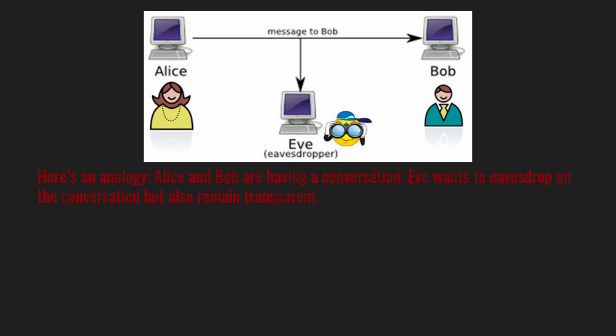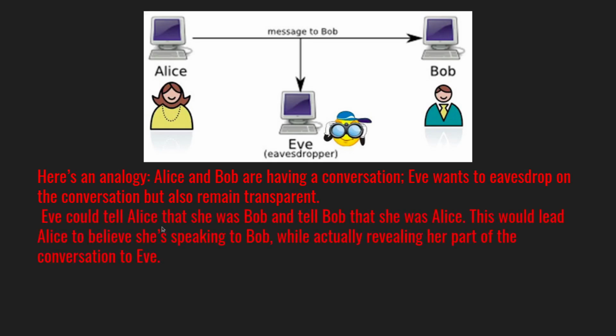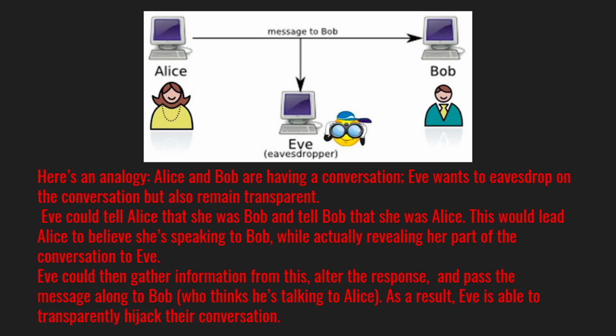Technically, I mean. Now here you can see that Alice and Bob are having a conversation, and Eve wants to eavesdrop on the conversation but also remain transparent. Now Eve could tell Alice that she was Bob and tell Bob that she was Alice. This would lead Alice to believe she's speaking to Bob while actually revealing her part of the conversation to Eve. And Eve could then gather information from this and alter the responses, pass the message along to Bob, who thinks he's talking to Alice. As a result, Eve is able to transparently hijack their conversation.